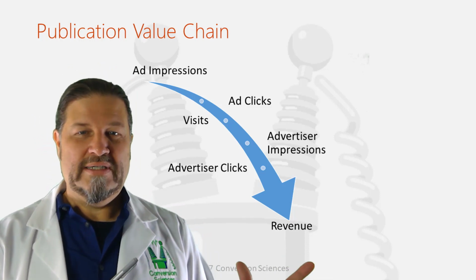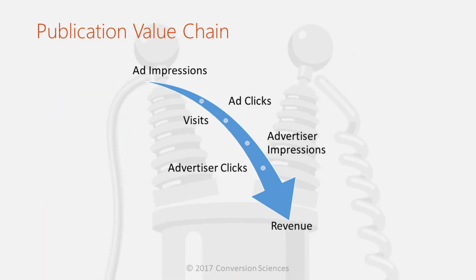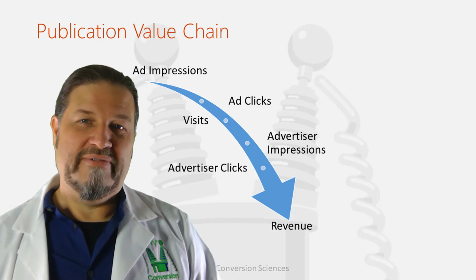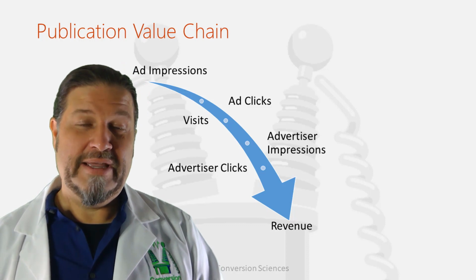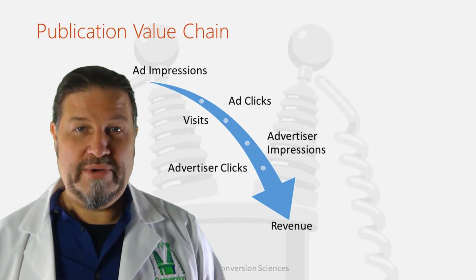So what is the value of a click? Going up the chain, what is the value of an advertiser impression? Going up the chain, what is the value of a visit? And then specific ad clicks, affiliate links, whatever is bringing people to our site, we can apply this revenue up the chain. And we begin to understand the value of everything we're doing.